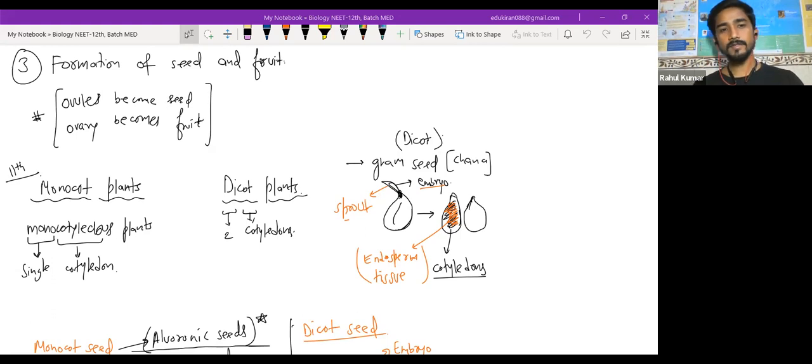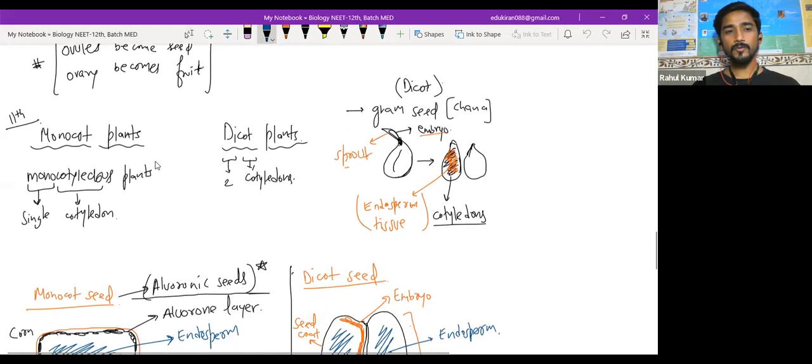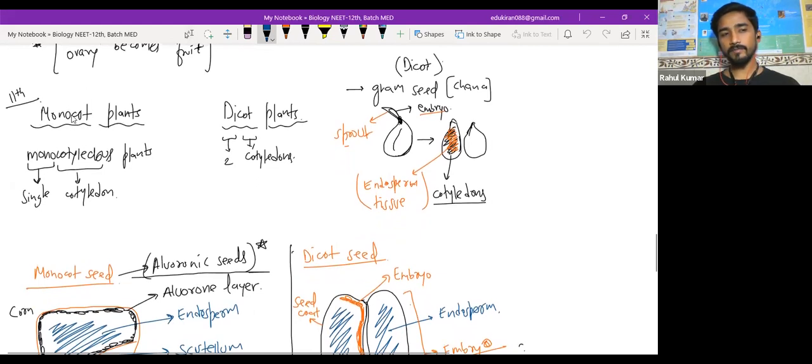So, seed and fruits, starting from here. We know that ovules are the structures which become seeds later on. So ovules become seeds and the ovary becomes fruit. And before we go to seed, I told you there are two types of plants from class 11, something we went back and discussed. Monocot plants: the word monocot comes from monocotyledon, which means a single cotyledon. And dicot plants have two cotyledons. Now, in order to understand what a cotyledon is, you all have seen a gram seed, right?